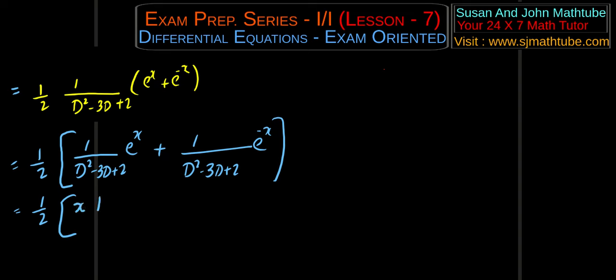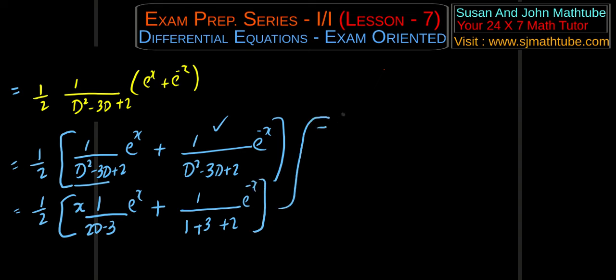So what is the technique? You put an x and 1 by differentiate this part, 2D minus 3, e power x. Plus, now for this we have to plug in minus 1 because this is minus 1 into x. So 1 by (minus 1) the whole square minus 3 into minus 1 plus 2 into e power minus x. And that is equal to 1 by 2 x times. Now we can plug in 1. So we are going to get 2 into 1 minus 3. That will be minus x e power x plus e to the power minus x, the whole divided by 6.